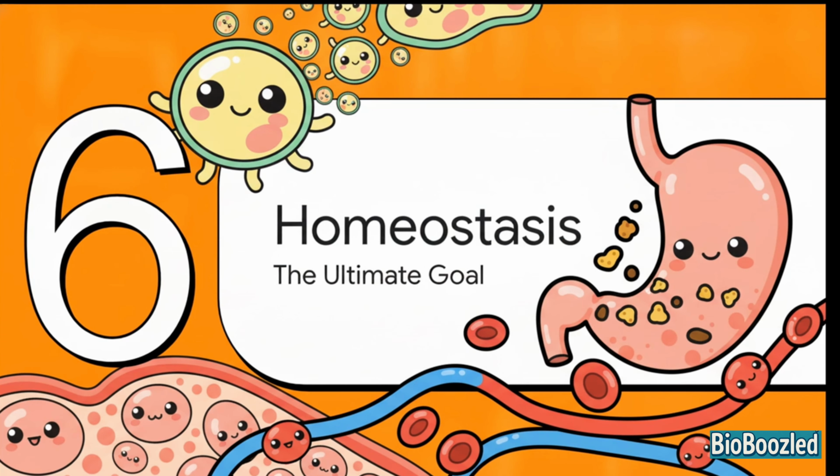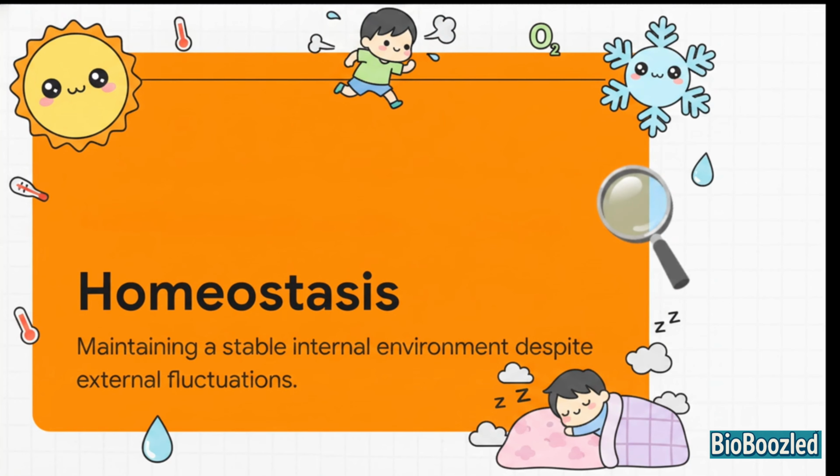Finally, Section 6, homeostasis, the ultimate goal. We have specialized cells forming tissues, organs churning food, and a heart pumping blood across literally miles of vessels. But why? What is the core purpose of all this complex organization? The answer is homeostasis. This is the grand unifying theory of everything we've just learned. Homeostasis is your body's ability to maintain a stable, harmonious internal environment, even when the outside world is totally chaotic.